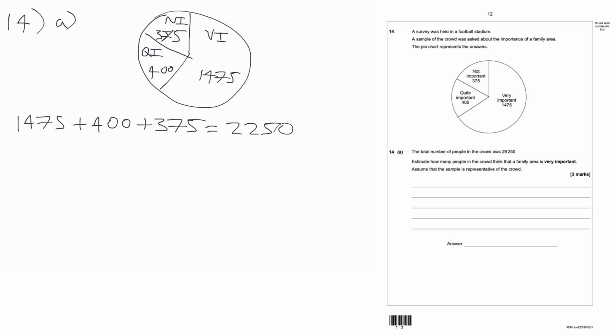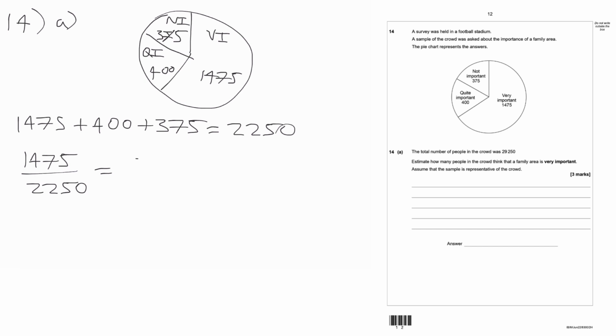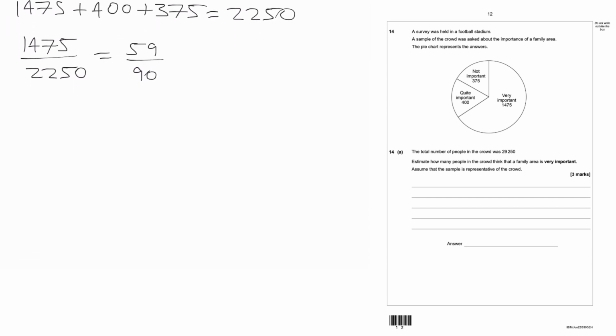So what we want to know now is, out of all of those respondents, how many thought that the family area is very important? So this is going to be 1,475 out of 2,250. As a fraction, this is 59 out of 90. So we've said that out of every 90 people, 59 think that the family area is a very important section. So then the question we want to know is X out of the total attendance.